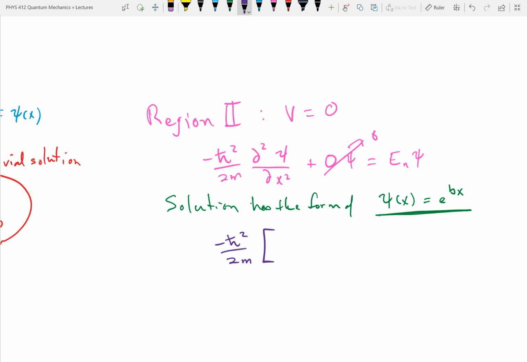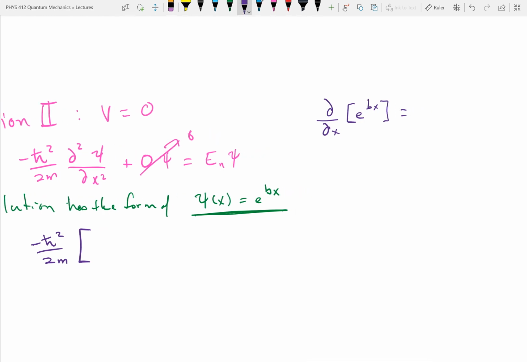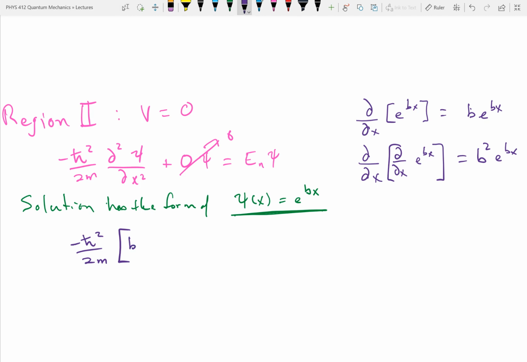Take the derivative. Let's do the derivative separately. What's that derivative? Well, this was the first derivative. And so, obviously, you were totally with me. And so I'm going to replace that second derivative with b squared e to the bx.